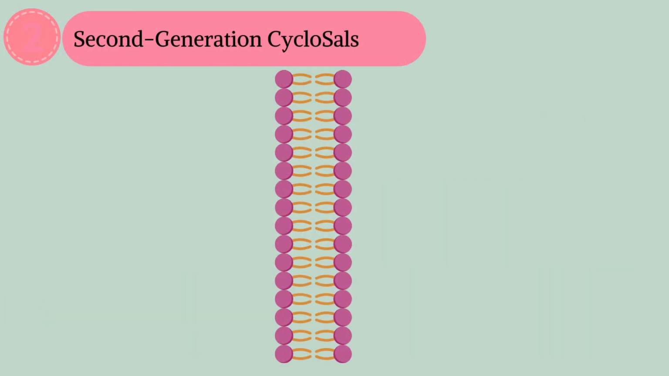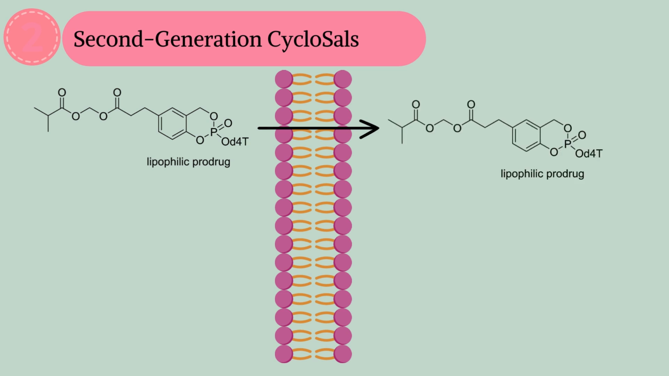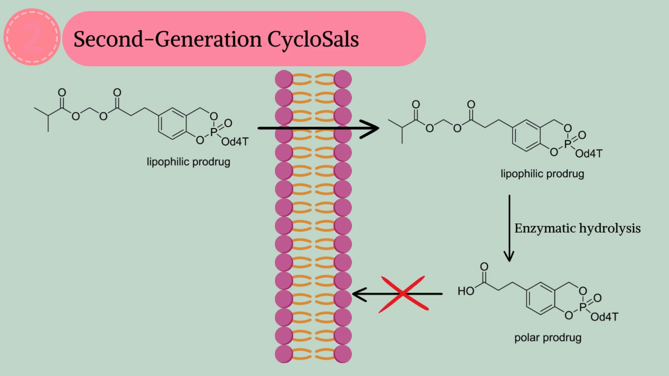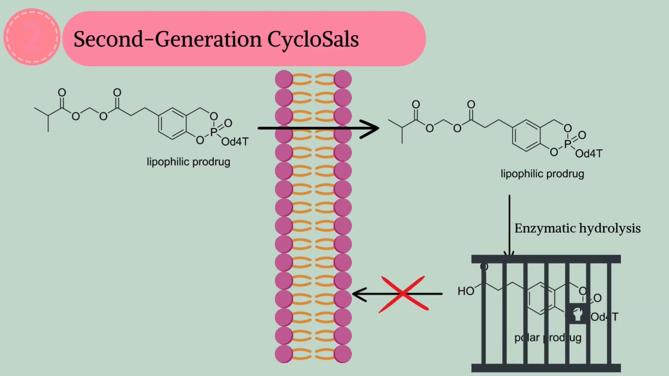To avoid efflux of CycloSal prodrugs, second-generation CycloSals were designed to have high lipophilicity so that first they are able to cross the membrane, but then they are able to be converted inside the cell into a more polar compound by an enzymatic reaction. This is known as the lock-in or trapping mechanism.